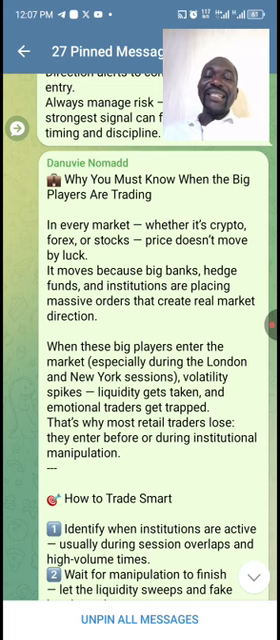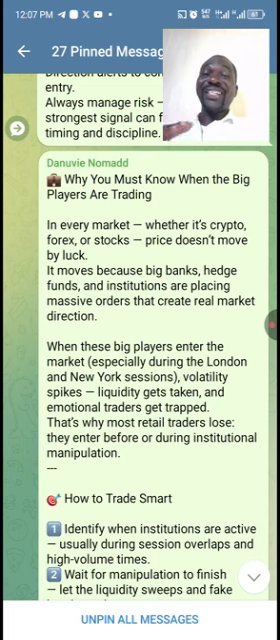Now, the content didn't say that is why all traders lose. No, he said that is why most traders lose, which means it is possible for you to be a retail trader and still make money, even though these banks are trading. It is very, very, very possible.